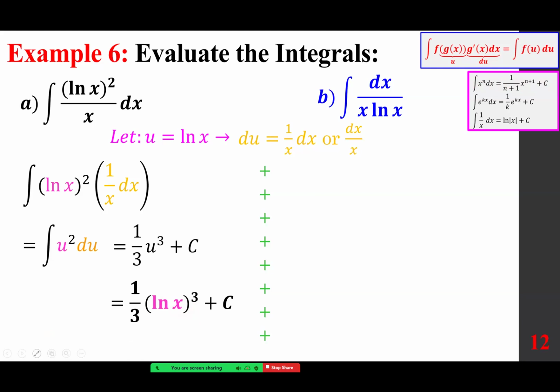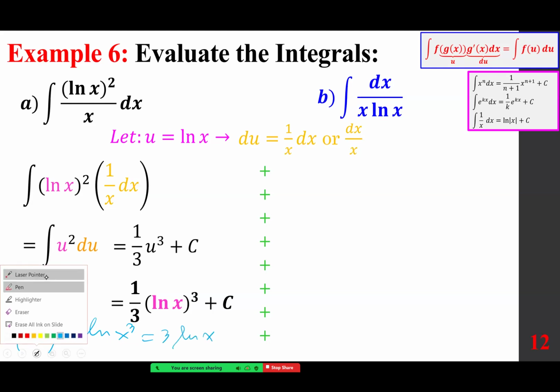Please understand, this means ln x times itself 3 times. And since it happens all the time, I have to mention this. Ln x to the third means ln x times ln x times ln x. It's not the same as ln of x cubed. Those are two different things. Ln of x cubed can be simplified to 3 ln x. Don't mix them up.